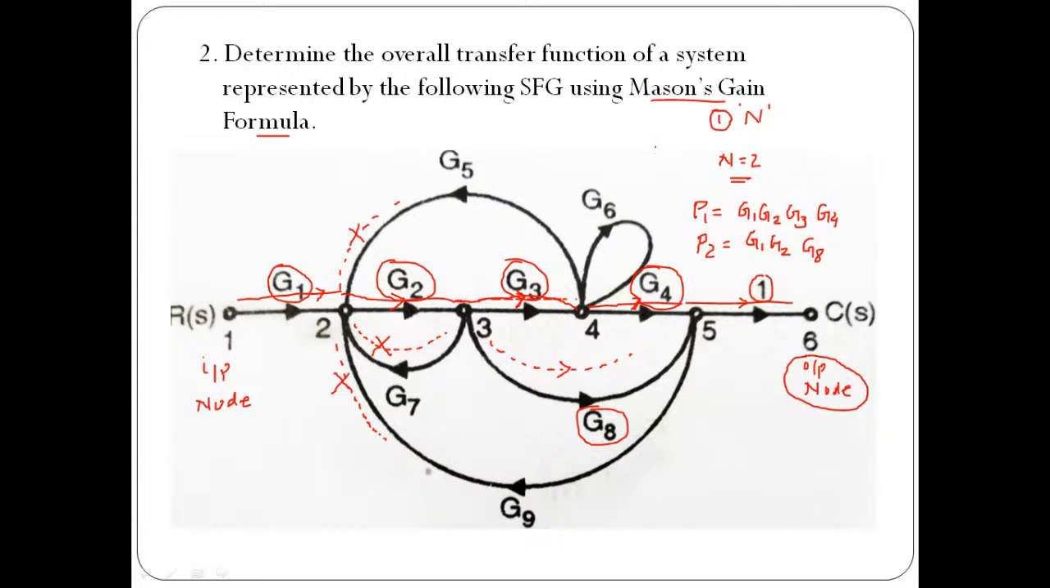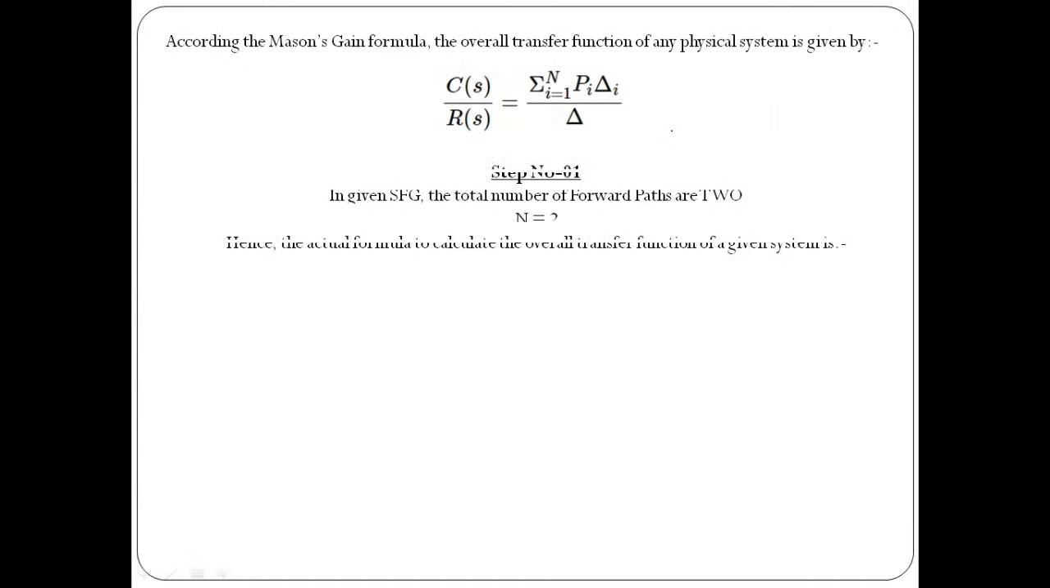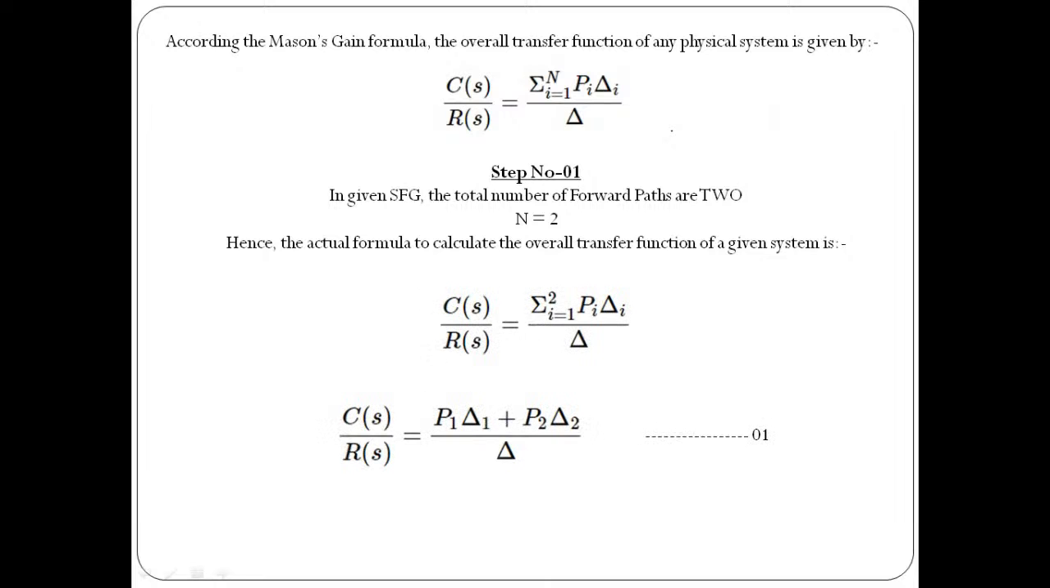So that formula will be like P1 delta 1 plus P2 delta 2 divided by delta. That is important. The same thing is mentioned over here. See, n is going to be 2. That's why the formula reduces to equation number 1, P1 delta 1 plus P2 delta 2 divided by delta. So everybody please follow these steps. This is very important, and you have to note down this point simultaneously in your regular class book.